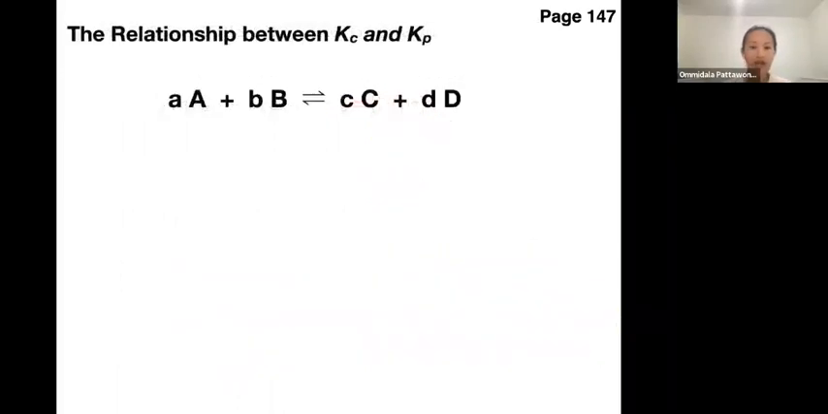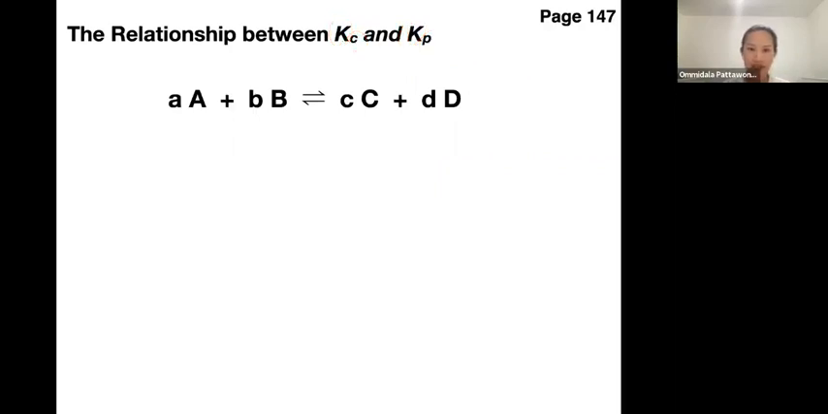All right, the next thing we're going to take a look at is the relationship between Kc and Kp. As I mentioned before, Kc is the equilibrium constant expressed in terms of concentration. Kp is the equilibrium constant as well, but it's expressed in terms of partial pressure. That means Kp involves only gases.